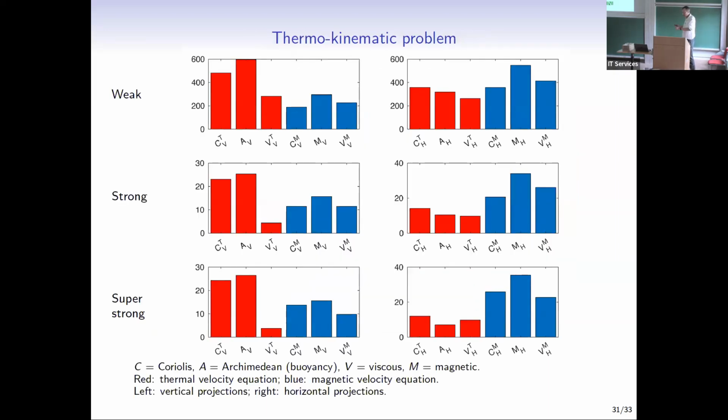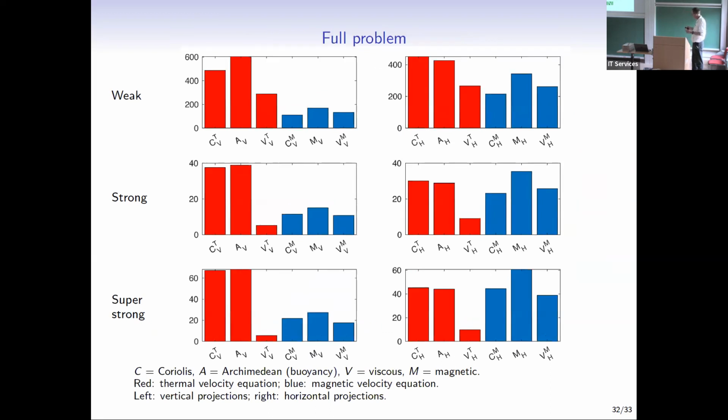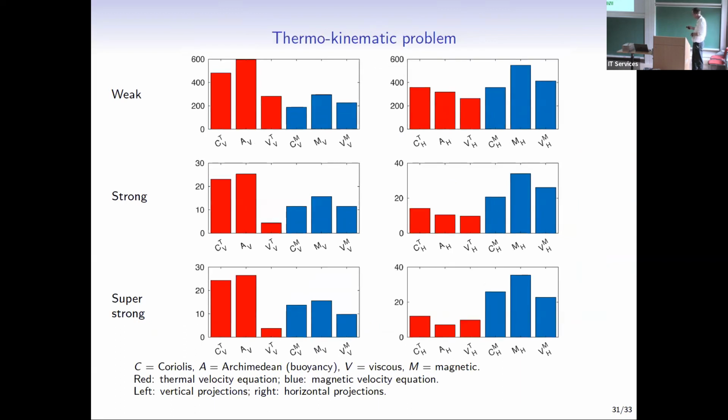Sorry, I'll wrap up shortly. Just a quick thing to say about this thermokinematic problem that we introduced. What's the main difference? The main difference is in the thermal velocity. This is the full system, and you can see the thermal velocity gets up to, let's say, 60, 70. Whereas in the thermokinematic, it's struggling. It's not getting very high in comparison.